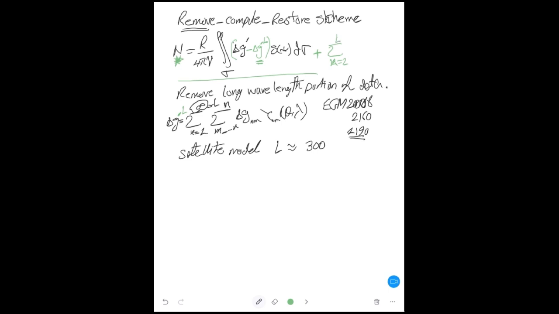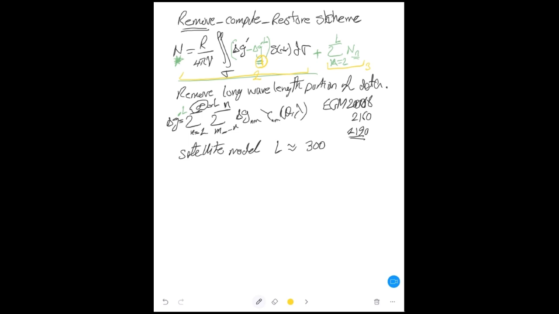Let me rewrite this integral back to a summation from 2 up to L, in Laplace harmonic series. It means that I use the gravity model and compute the gravity anomaly, remove it from the gravity data. That is the first step, remove. Then I take the integral and compute this geoid. But it is not a complete geoid, it's the high frequencies of the geoid.